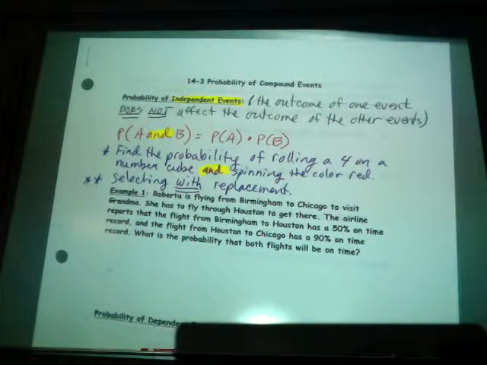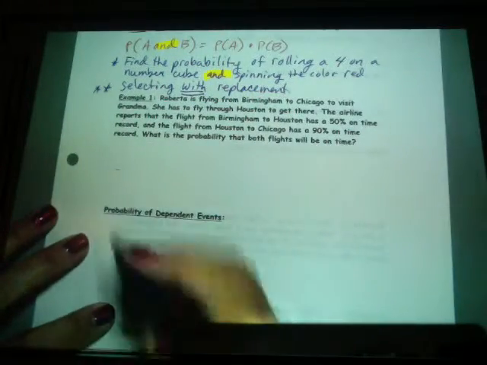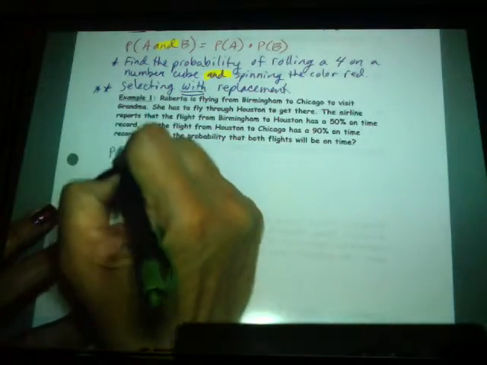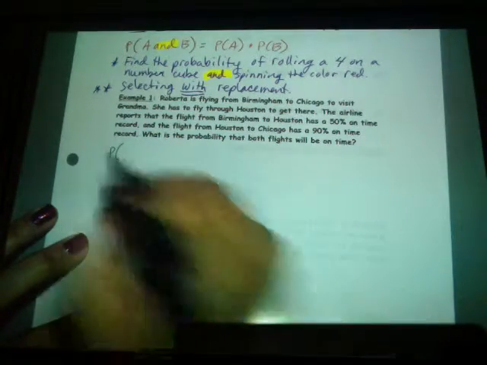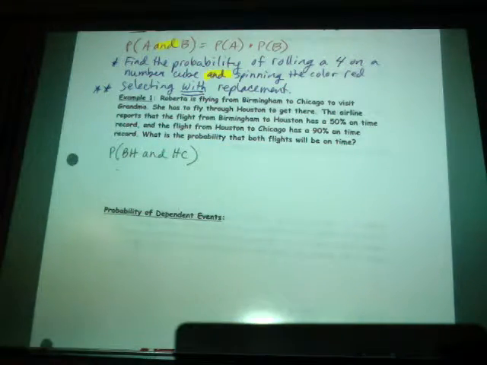All right, so look at example 1. So Roberta is flying from Birmingham to Chicago to visit Grandma. What a good girl. She has to fly through Houston to get there. The airline reports that the flight from Birmingham to Houston has a 50% on-time record, and the flight from Houston to Chicago has a 90% on-time record. What is the probability that both flights together will be on time? So if we had to write it out in probability shorthand, we would be writing probability of Birmingham to Houston and Houston to Chicago. We want a probability that both flights will be on time.